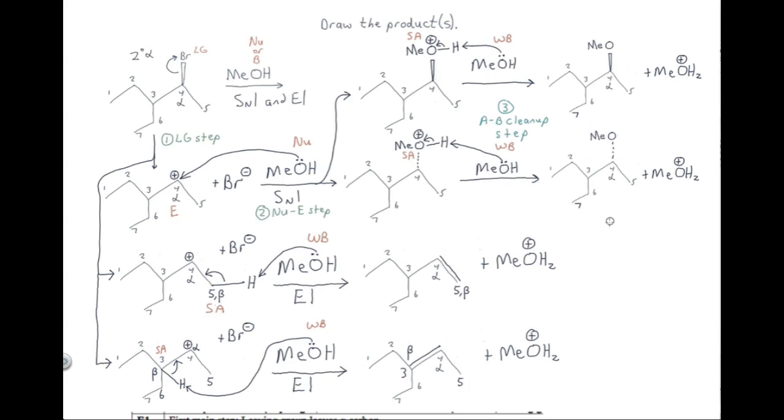We got 4 different products because there were 2 different stereoisomer products from the SN1 reaction, one with inversion and one with retention of configuration. And because there were 2 different products from E1, one where we used carbon 5 as the beta carbon and one where we used carbon 3 as the beta carbon.